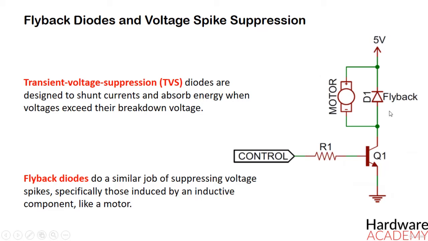Flyback diodes do a similar job of suppressing voltage spikes, specifically those induced by an inductive component like a motor. When current through an inductor suddenly changes, a voltage spike is created, possibly a very large negative spike. Let's try to understand this circuit using our circuit simulator.